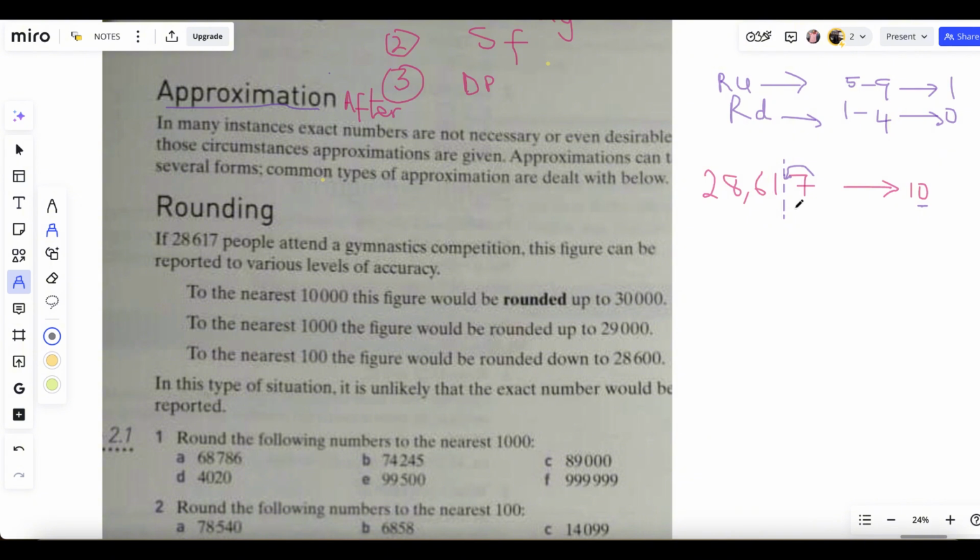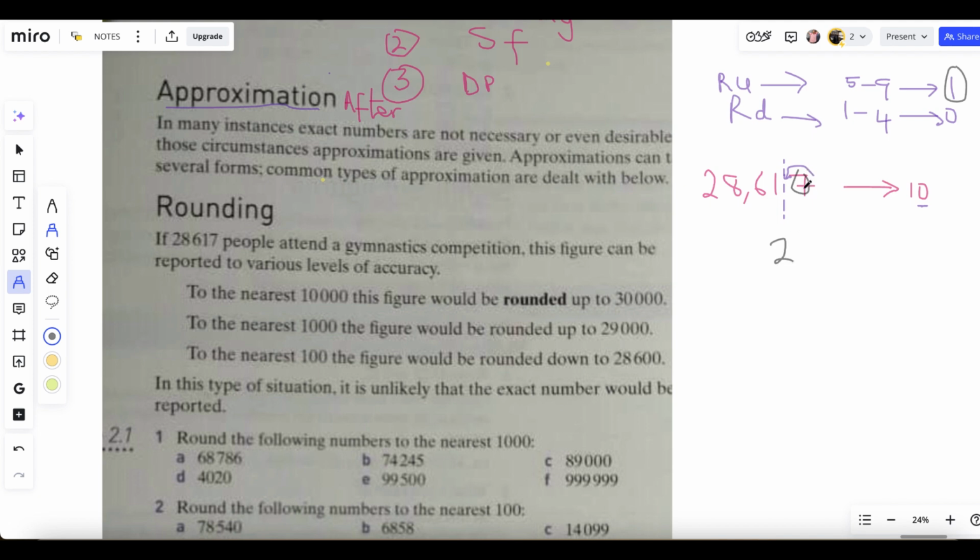So now take a look at it. You check this number. If the number is between 5 to 9, remember I said take it as 1. So what do you do? You take this number as 1, and add the 1 to this one. Take it as 1, add it here. So here becomes 2. 1 plus 1 is 2.